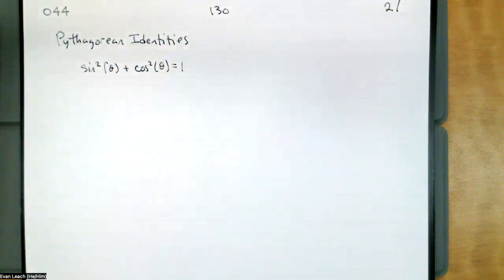If you like it, go in alphabetical order, cosine squared theta plus sine squared theta equals 1, then that's okay too. Since we're just trying to remember it, if you drop the theta part and just say sine squared plus cosine squared is 1, everybody will know what you're talking about.